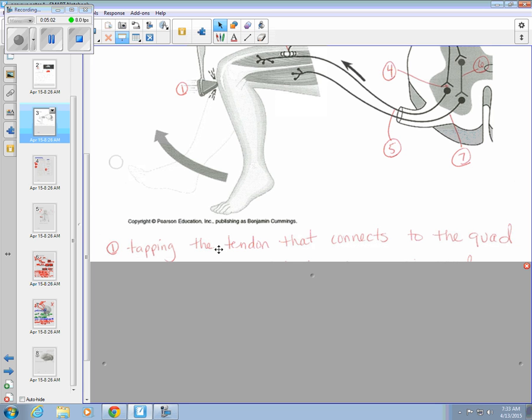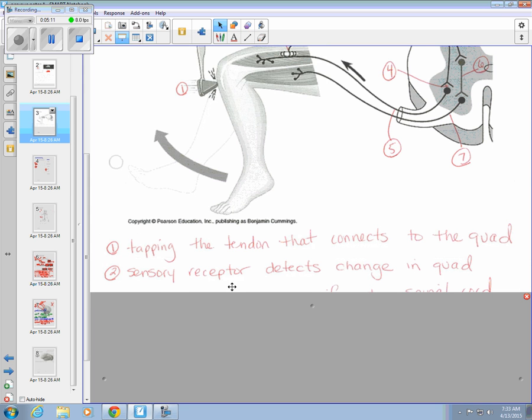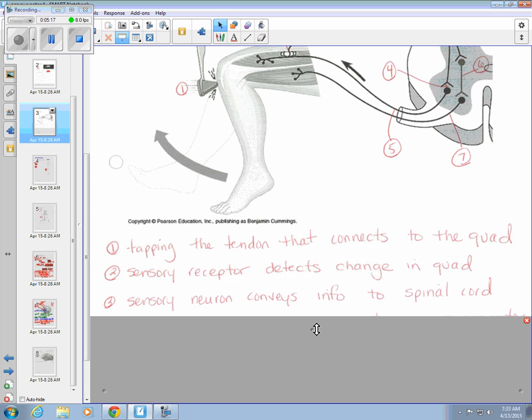What they do is you're going to tap that tendon, and the tendon is actually connected to your quad muscle. When that happens, the sensory receptors in the quad are going to detect a change. The sensory neuron is going to convey that information over to the spinal cord.